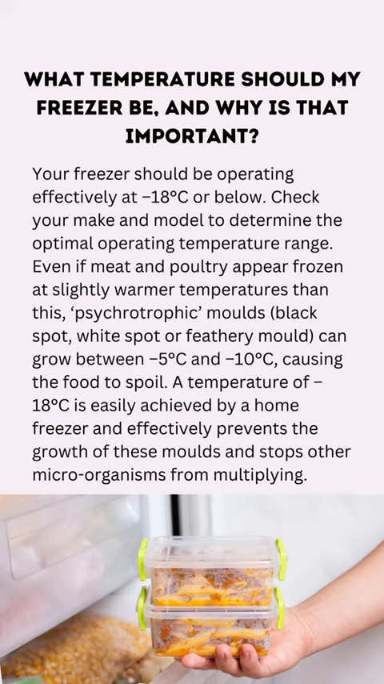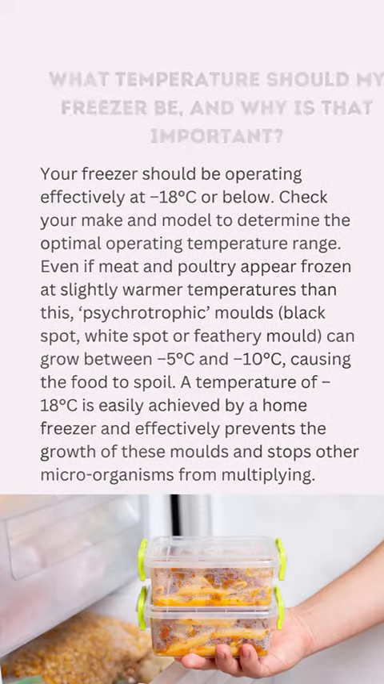What temperature should my freezer be, and why is that important? Your freezer should be operating effectively at -18 degrees Celsius or below. Check your make and model to determine the optimal operating temperature range. Even if meat and poultry appear frozen at slightly warmer temperatures than this, psychrotrophic molds, black spot, white spot or feathery mold, can grow between -5 degrees Celsius and -10 degrees Celsius, causing the food to spoil. A temperature of -18 degrees Celsius is easily achieved by a home freezer and effectively prevents the growth of these molds and stops other microorganisms from multiplying.